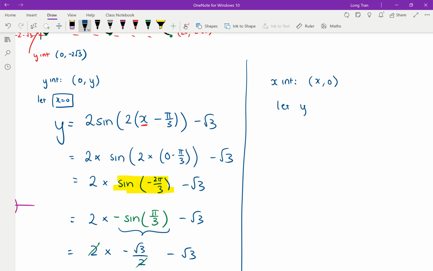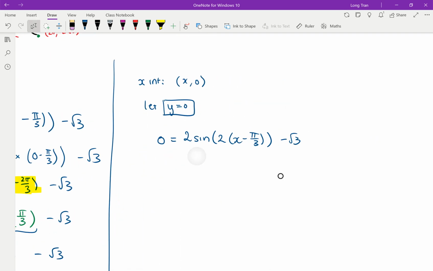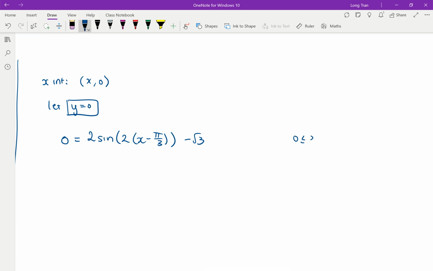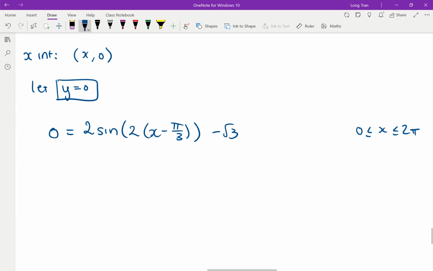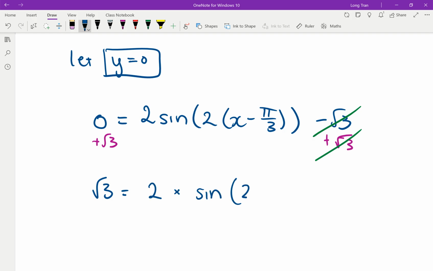So here we go, let y equal 0, and our equation will be 0 is equal to 2 times sine of 2 bracket x minus pi on 3, minus root 3. Okay? And don't forget the domain was 0 to 2 pi. Now I'm going to show you what I do. I'm sure there's a lot of different ways to do this to get the same answer, but I'll show you how I do it. Okay? So I'd say add root 3 on both sides because that's minus. Minus root 3 plus root 3 cancels out. You end up with root 3 is equal to 2 times the sine of 2 bracket x minus pi on 3.